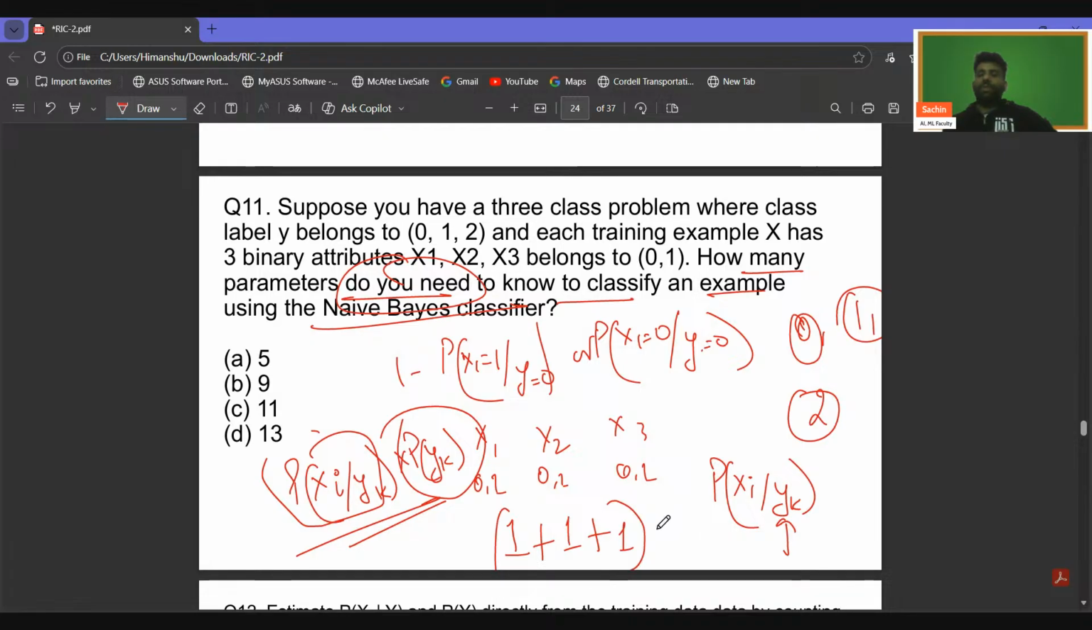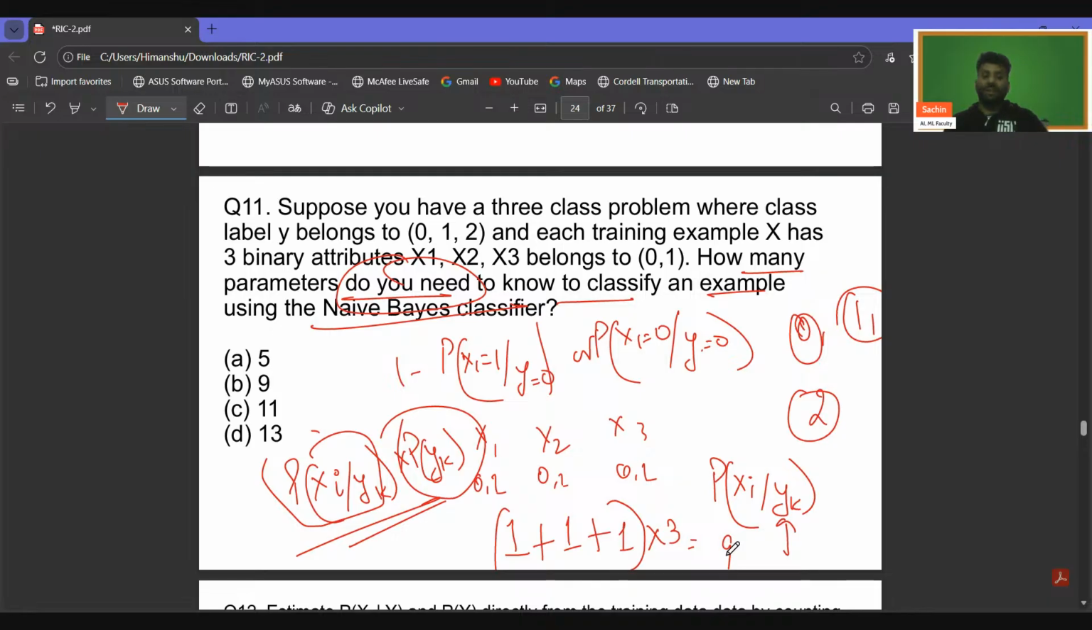Now, another important thing, how many classes do I have? Because I'll be needing these parameters for each class. How many classes do we have? 3 multiplied by 3. This was only helping me find the parameters which tell me the probability of X1 being 1 or 0, or X2 being 1 or 0, or X3 being 1 or 0 given a particular class. This is going to tell me overall 9 parameters.